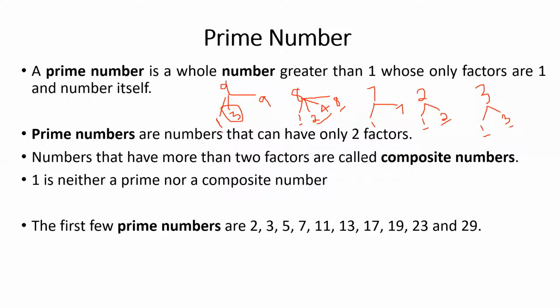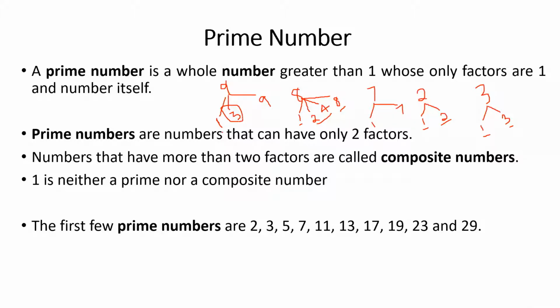So we are making a categorization: numbers which have only 2 factors, minimum, maximum, everything is 2 factors, are known as prime numbers. And numbers which have more than 2 factors are known as composite or non-prime numbers. We have to understand this concept because we are going to implement the program in this way.